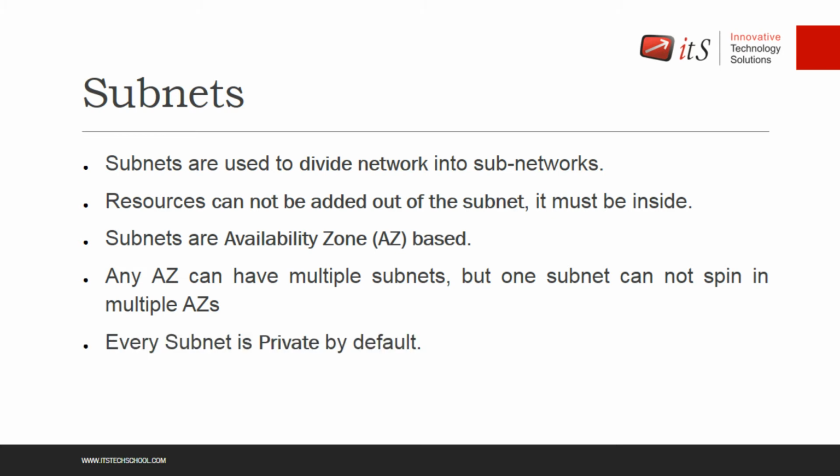And then every subnet is private by default. That means whenever you create a subnet, it will not be connected to the route table. It will not be connected to the public internet gateway, right? And it will not have any type of public routes, right? So every subnet is private by default. So that's our subnets.